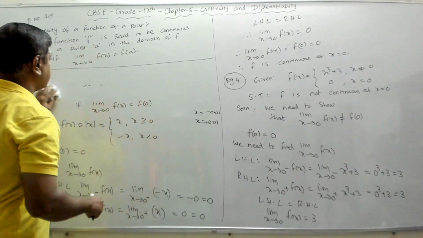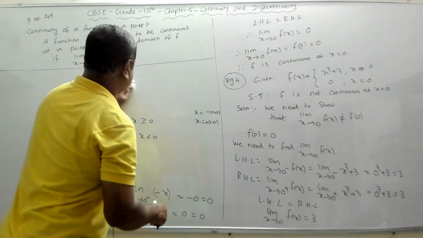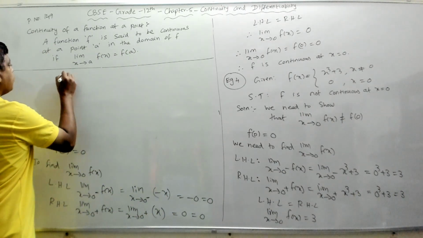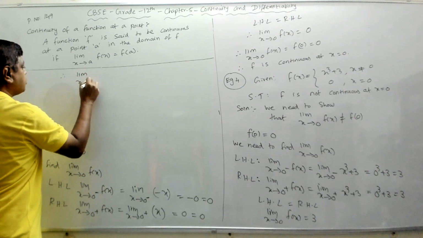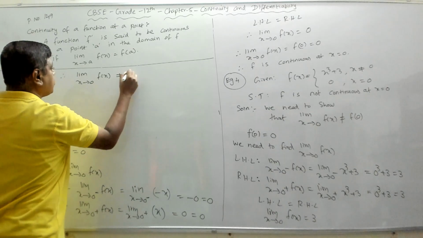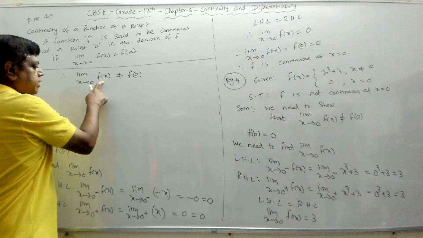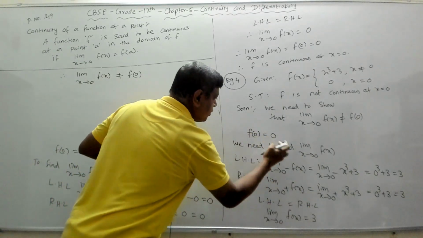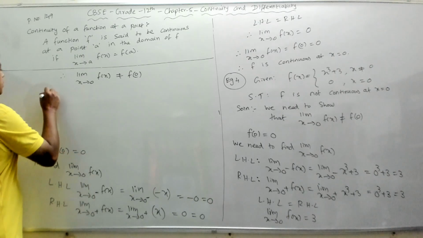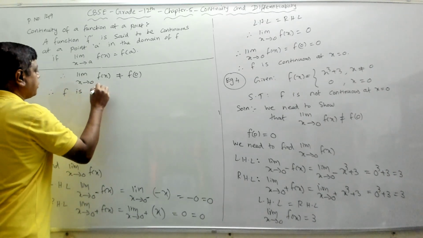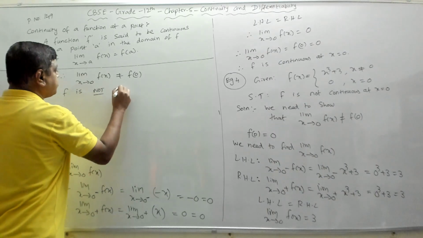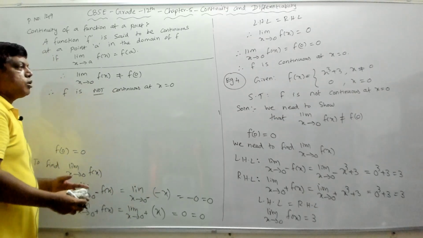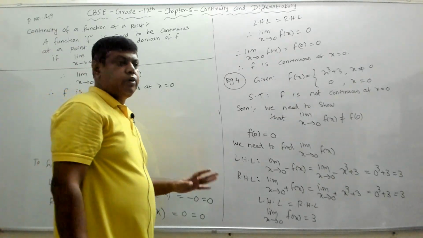So I'll write here. Now what we have got is, therefore, limit x goes to 0, f of x is not equal to f of 0. Because limit x goes to 0, f of x is 3 and f of 0 is 0 and 0 is not equal to 3 obviously. So therefore, f is not continuous or discontinuous at x equal to 0. At the point x equal to 0, the function is not continuous or discontinuous.